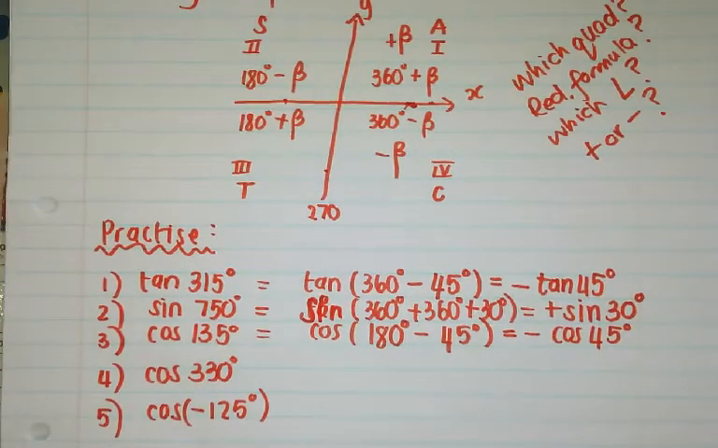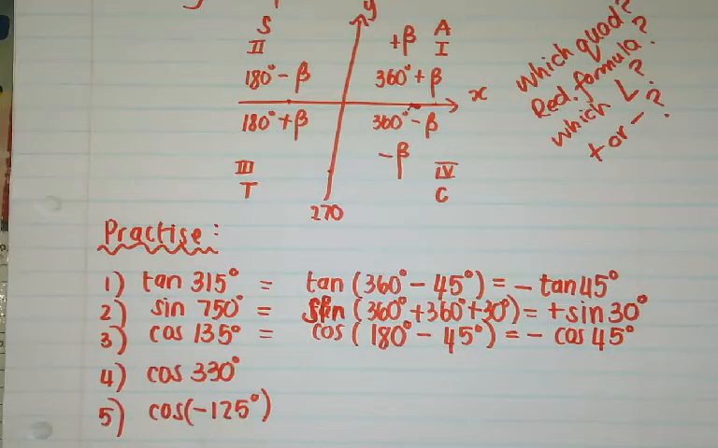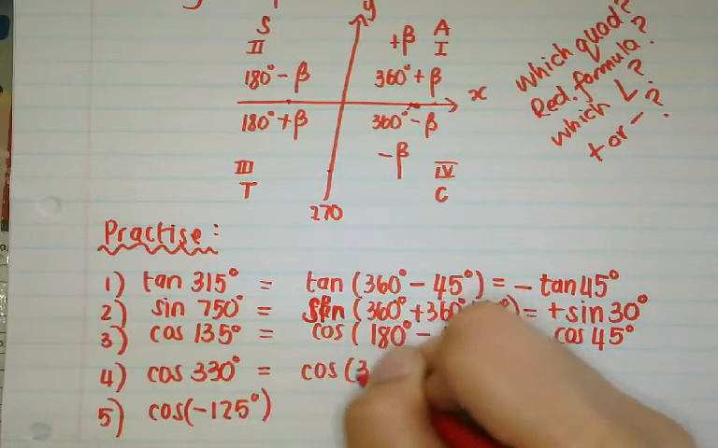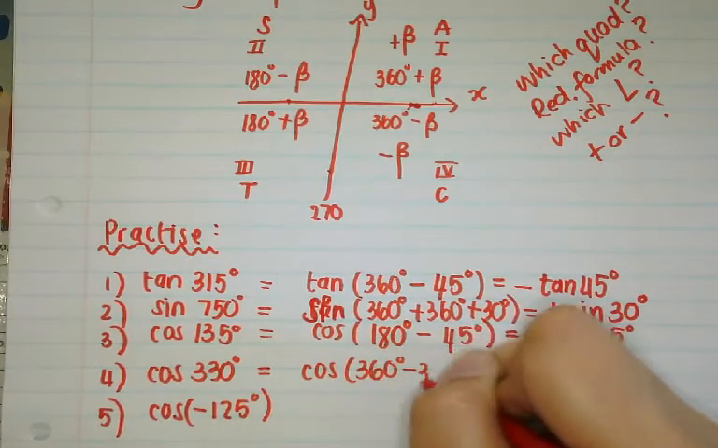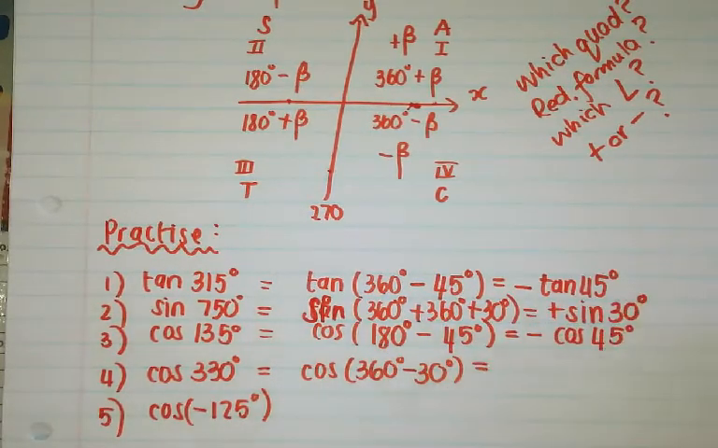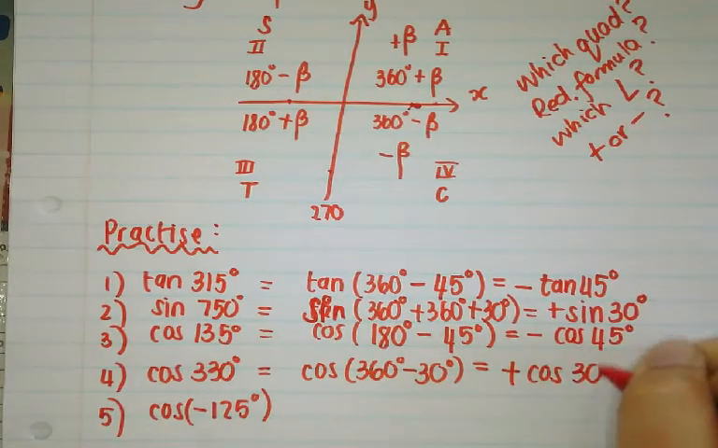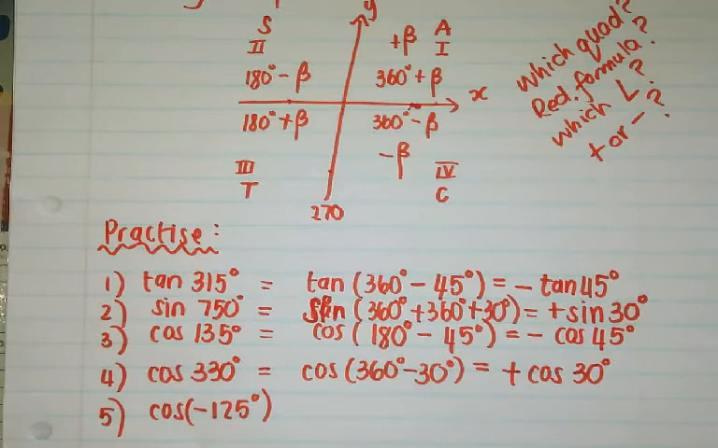There you go. Is anyone not ready to do number 4? Okay, which quadrant is 330? 1, 2, 3, or 4? In quadrant 4. What is my reduction in quadrant 4? Fantastic. Is cos positive or negative in that quadrant? And there's my reduction.